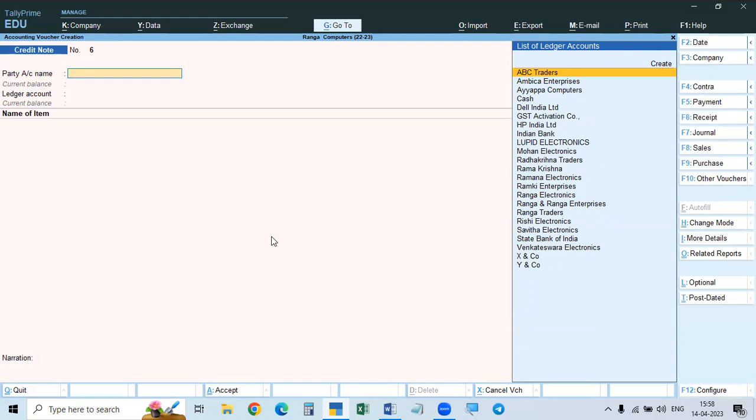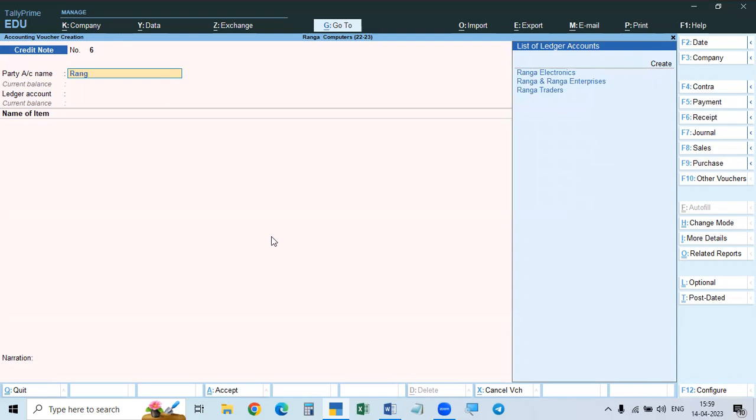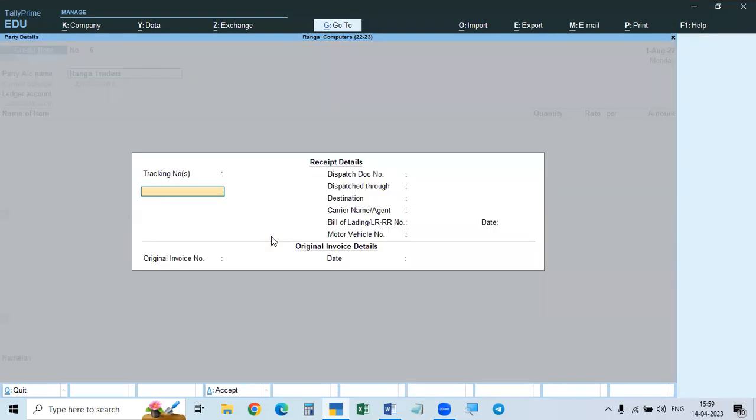So we are recording the credit note because we are issuing a credit note. We have to enter in the credit note voucher. So now we got the returns. From where did we get the returns? From Ranga Traders. From Ranga Traders, we got the returns.